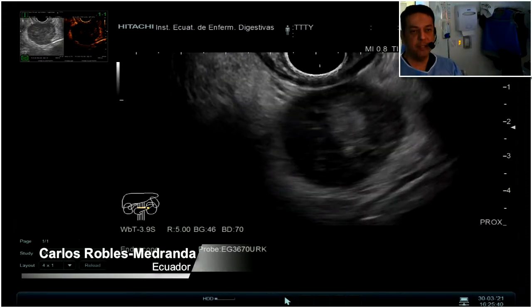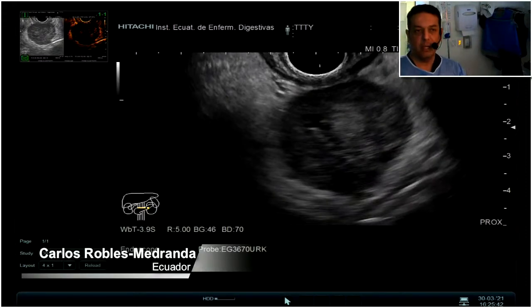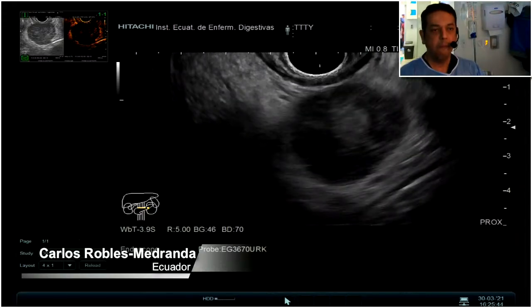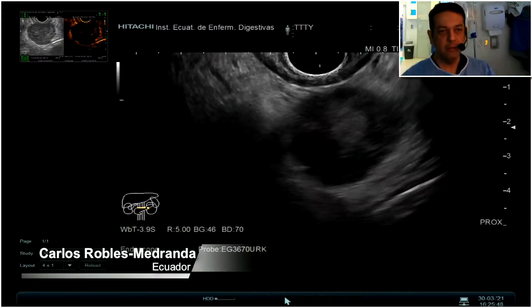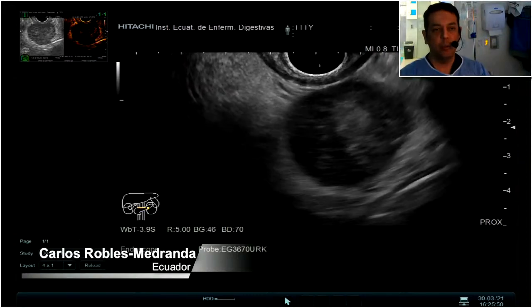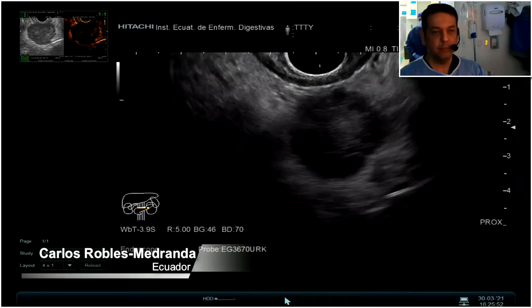So today we have an interesting case that I would like to share with you. This is a 62 years old man with a subepithelial gastric lesion.